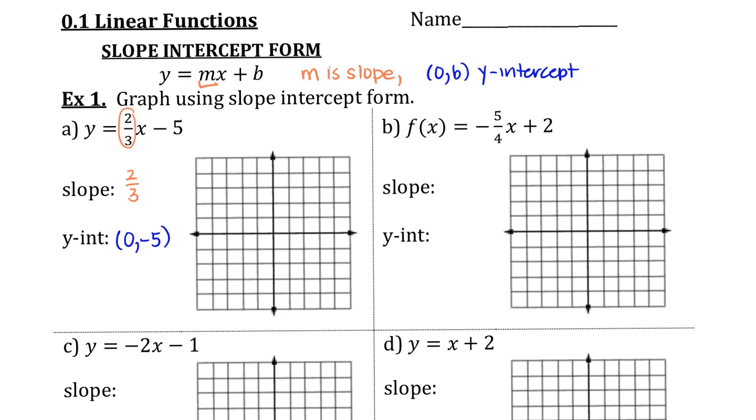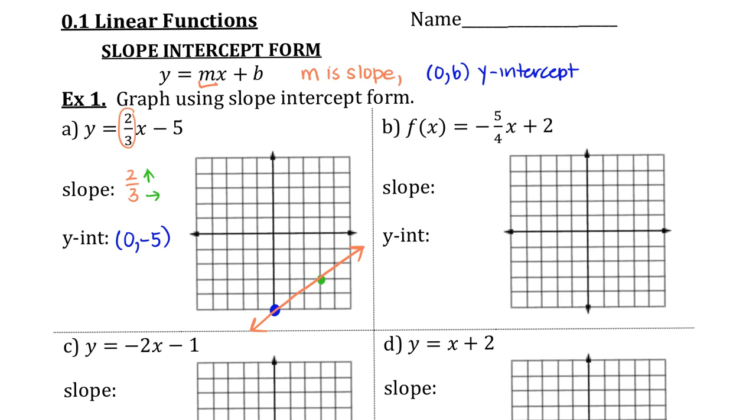So (0, negative 5): negative 1, 2, 3, 4, 5 is down here. That's my starting point. The slope tells me which direction to go. Rise over run, so I'm going to rise 2, and I'm going to run 3. So from the negative 5, rise 2, run 3, and put another point. You can repeat the slope as many times as you want, and you can also go in the negative direction. This is a linear equation, so I'm going to draw a line, make it long, put some arrows, because it's infinite.